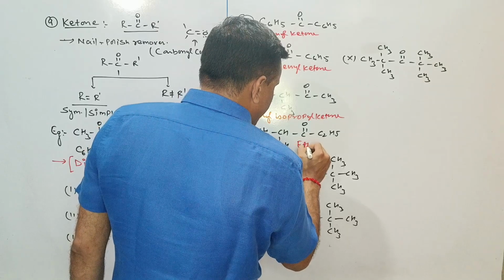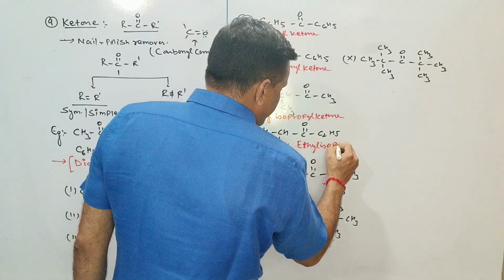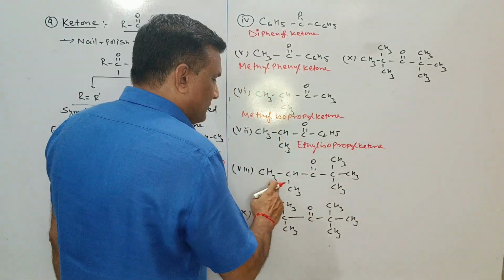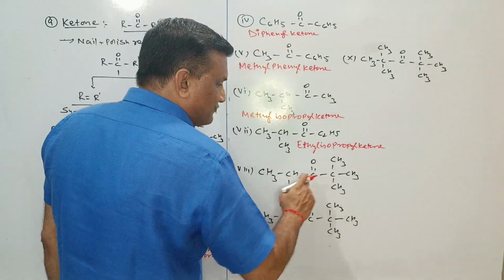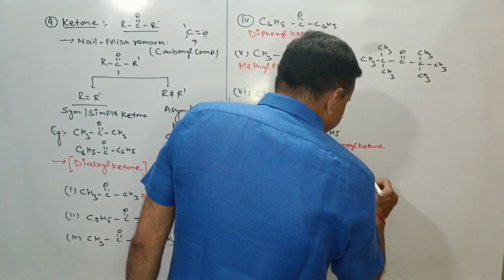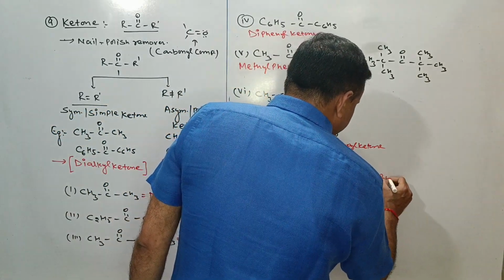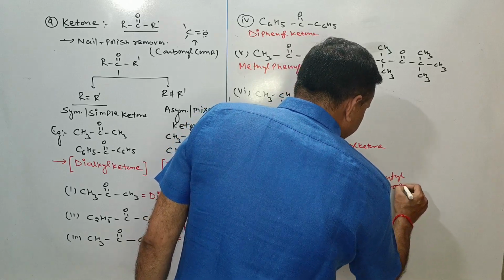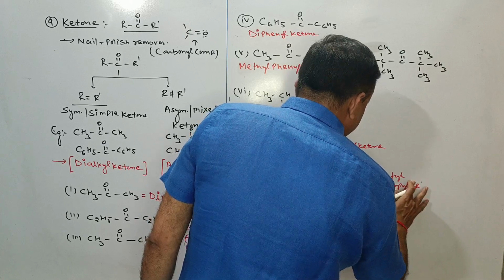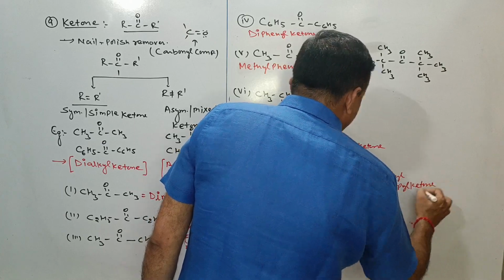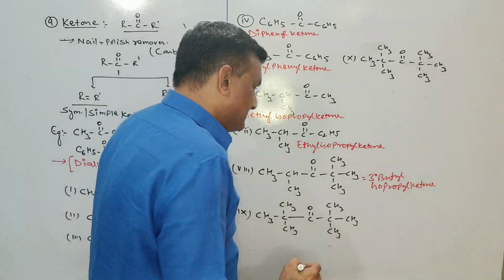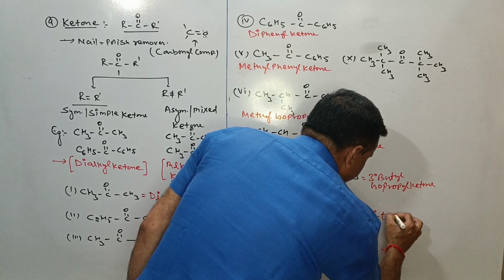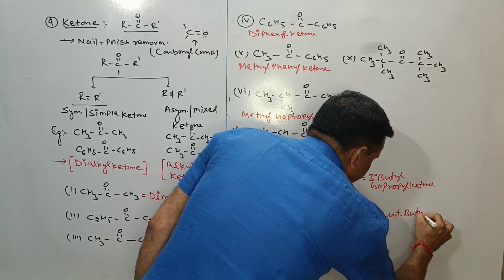This is ethyl and isopropyl, so it will be ethyl isopropyl ketone. Here this is the isopropyl and this is the tertiary butyl, so it will be tertiary butyl isopropyl ketone. Now the time to discuss this: both are known as di-tertiary butyl ketone.